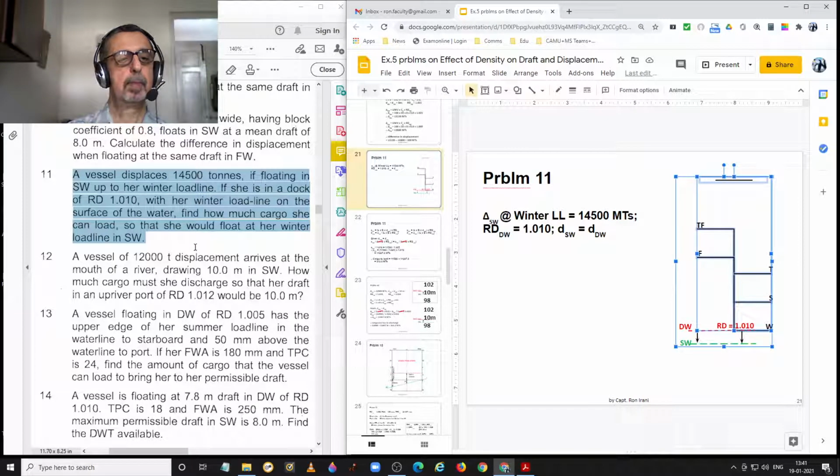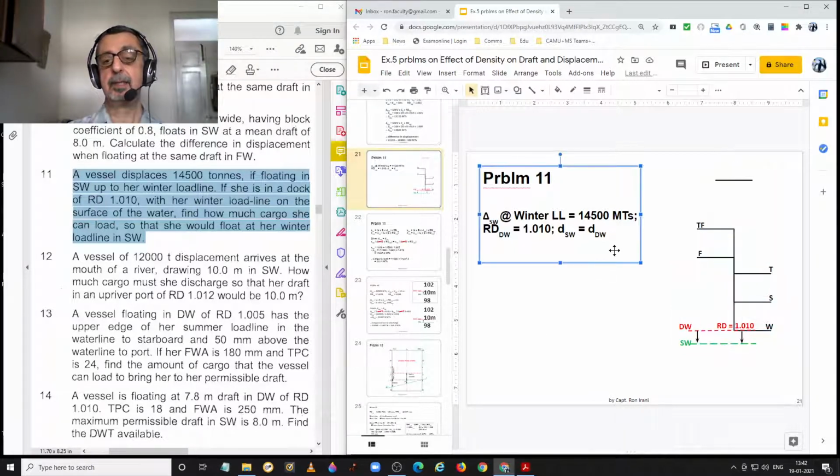Coming to problem number 11. A vessel displaces 14,500 metric tons if floating in salt water up to her winter load line. If she is in a dock water of RD 1.010 with her winter load line on the surface of the water, find how much cargo she can load so that she would float at her winter load line in salt water. So let us see the explanation to the problem.